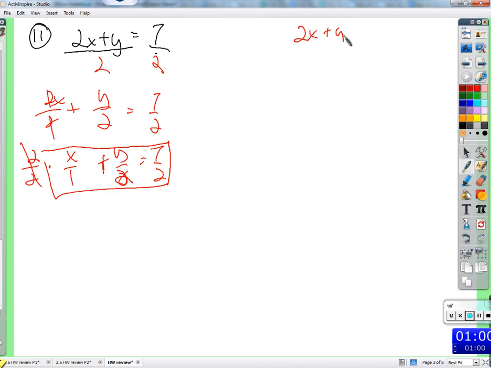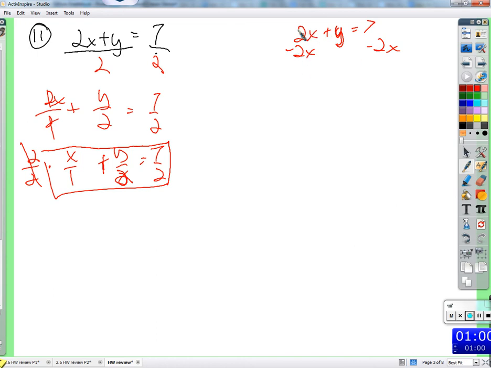2x plus y equals 7. Look at that y. Look how lonely it is. There's nothing there. It's almost by itself already. So close, we just need to subtract 2x, how about that, from both sides. Yeah, we subtract 2x from both sides. The answer is always yes. We can always do anything we want to both sides.